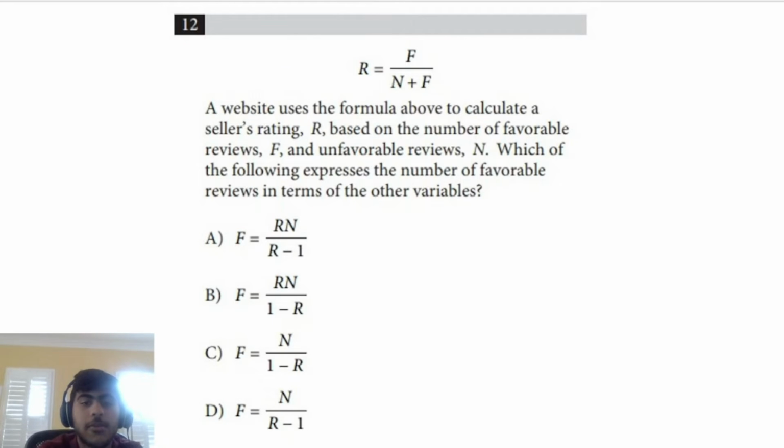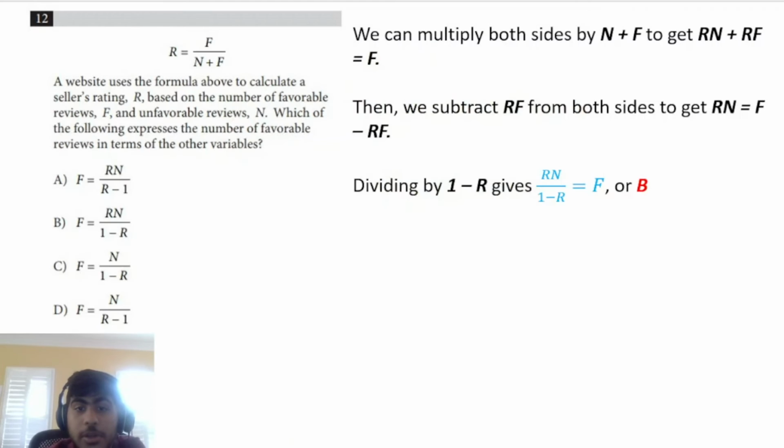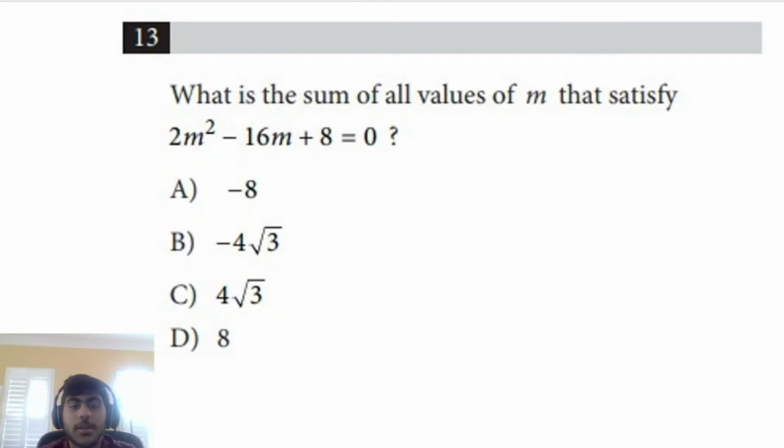Question number 12. The website uses the formula above to calculate a rating R based on the number of favorable reviews F and unfavorable reviews N. Which of the following expresses the number of favorable reviews in terms of the other variables? Let's see what we can do here. Well, we can multiply both sides by (N plus F) to get RN plus RF equals F. We subtract the RF to get RN equals F minus RF. Then we divide by 1 minus R, and we get RN over (1 minus R) equals F. Answer choice B. Let's move on.